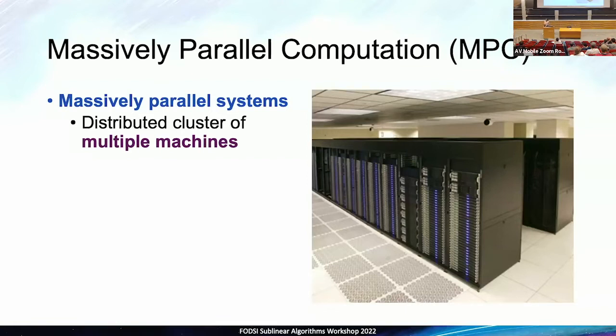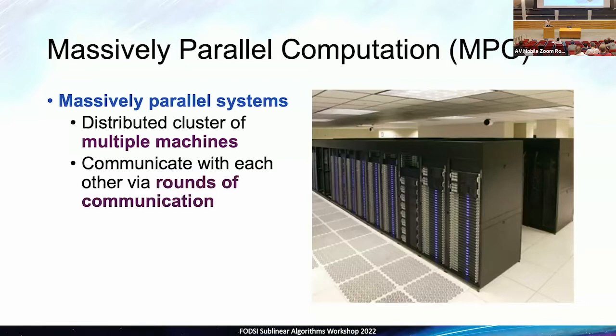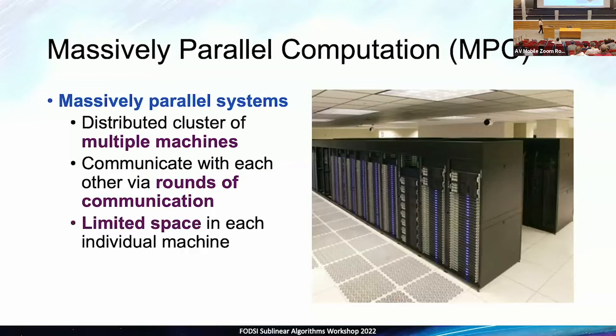But yeah, so as I mentioned, I will be talking about the MPC model. I'm going to motivate it again really quickly. So the MPC model is a model over clusters of multiple machines. The machines can talk to each other via rounds of communication. And each machine has limited space. So this is where sublinear space comes in.